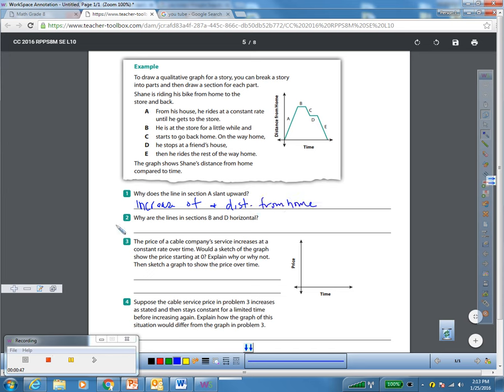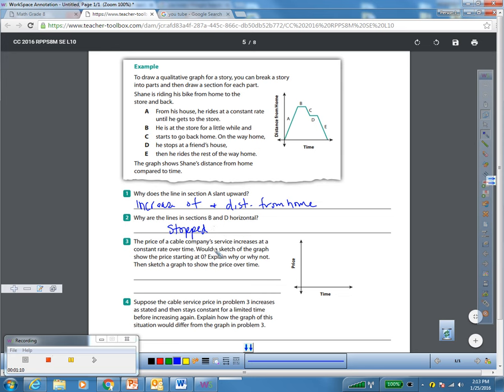Okay, next. Why are the lines in section D and B horizontal? Notice that B and D are not increasing or decreasing at all. So that means his distance is not increasing or decreasing. This would represent that he stopped for a while, or a short break, something like that. You'd explain that Shane stopped for a while.